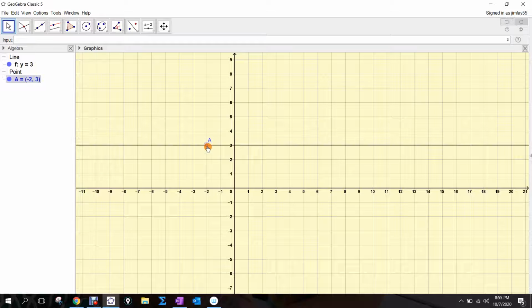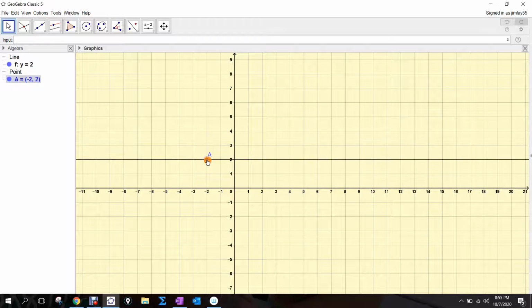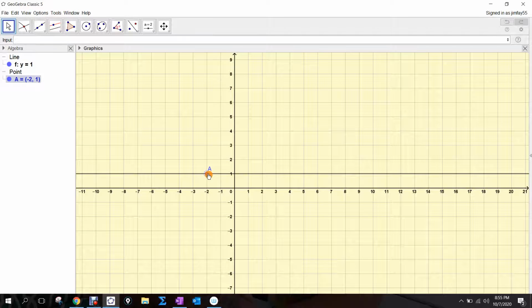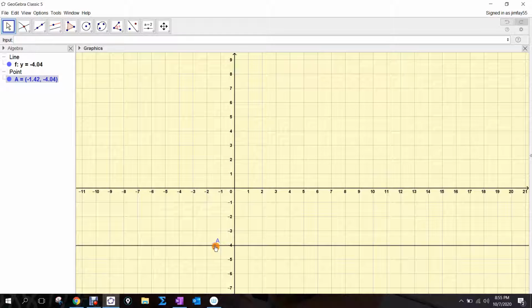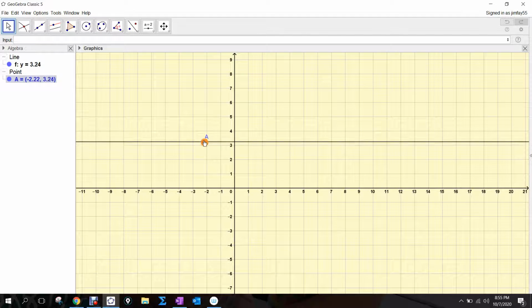So as I move this, see now it goes to the y value of 3, y value of 2, y value of 1. Any horizontal line is just y equals the y value that it passes through. And think about why this is the case.